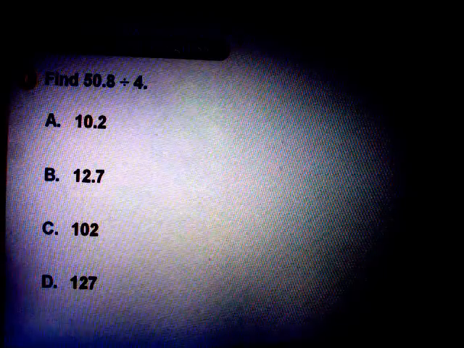So now find 50 and 8/10 divided by 4. Is the answer A, 10 and 2/10, B, 12 and 7/10, C, 102, or D, 127? And your answer is B.